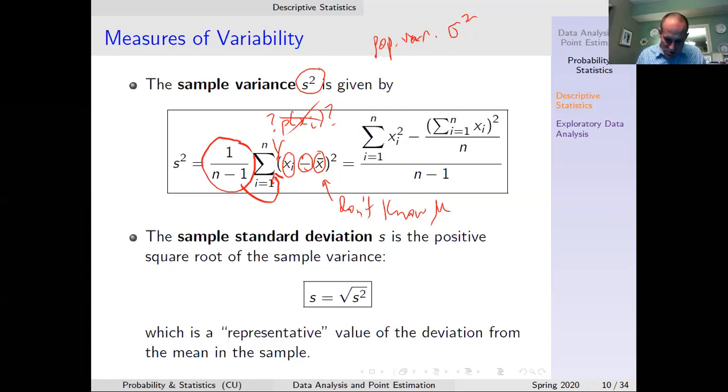Now this little minus 1 right here might be a little bit perplexing to you. It's like, what in the world is that? Why n minus 1? Why not just 1 over n? Well, the reason is if we do 1 over n, you tend to underestimate. Remember, this is supposed to be an estimate for the population variance, which we don't know. It's supposed to be a good estimate for it.